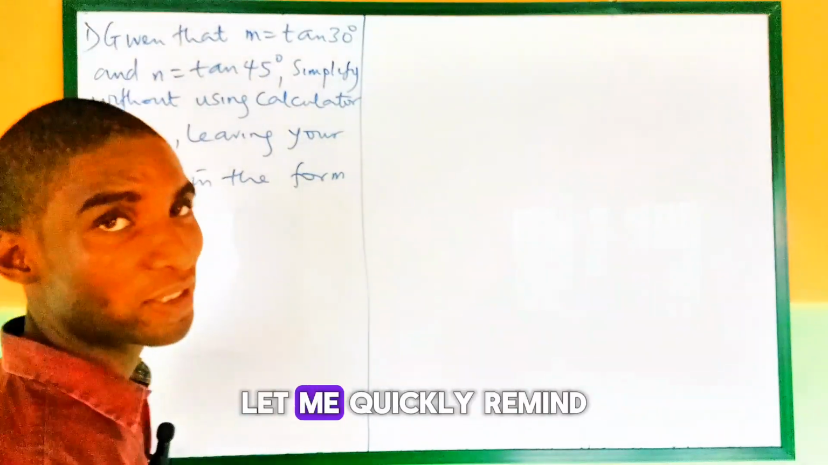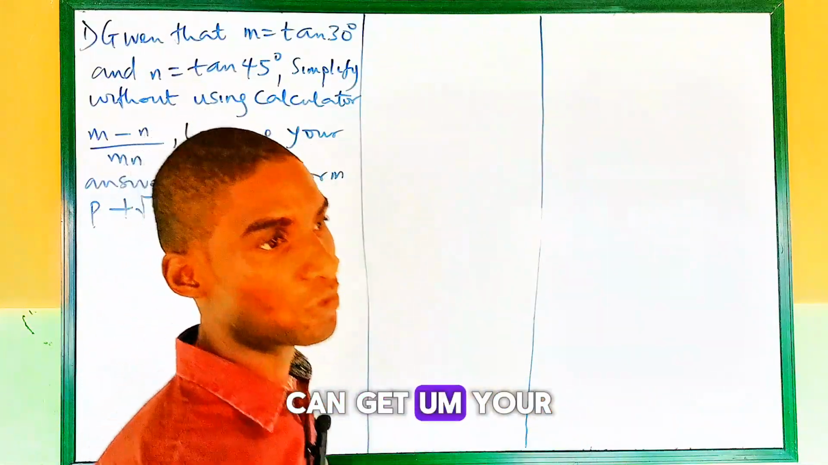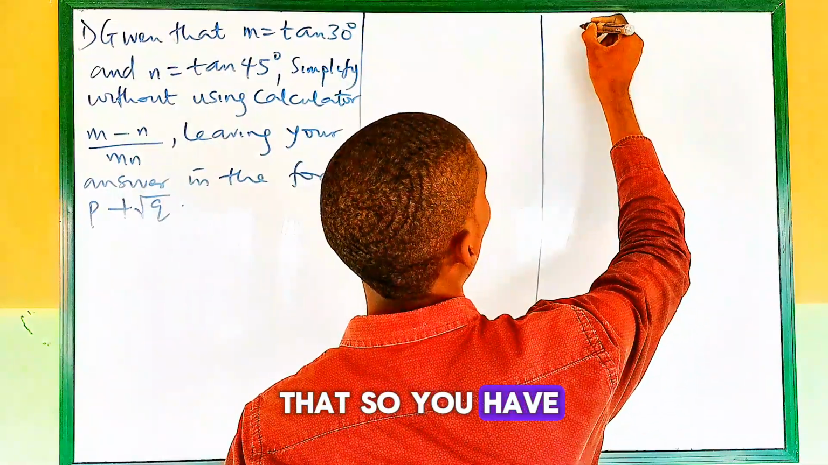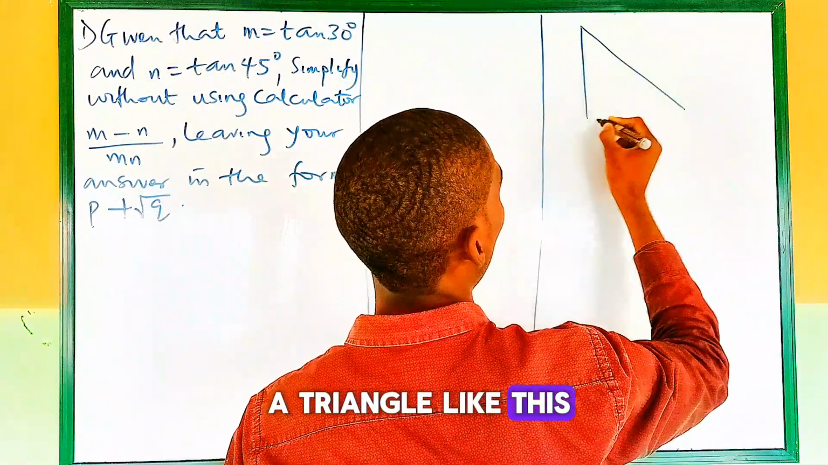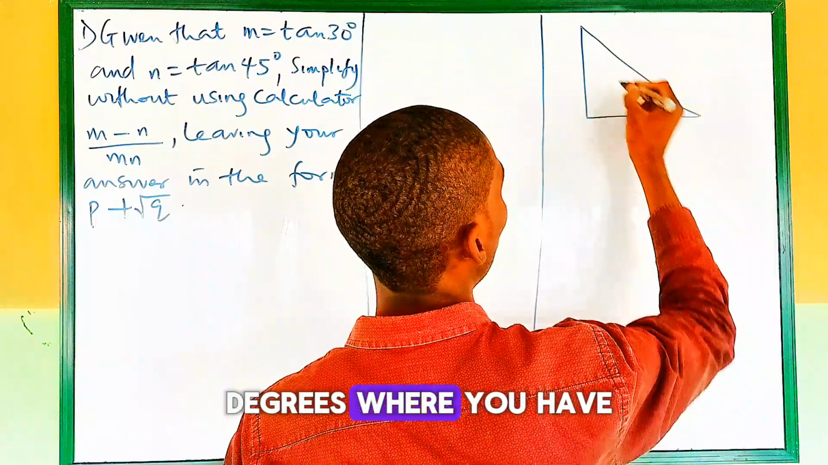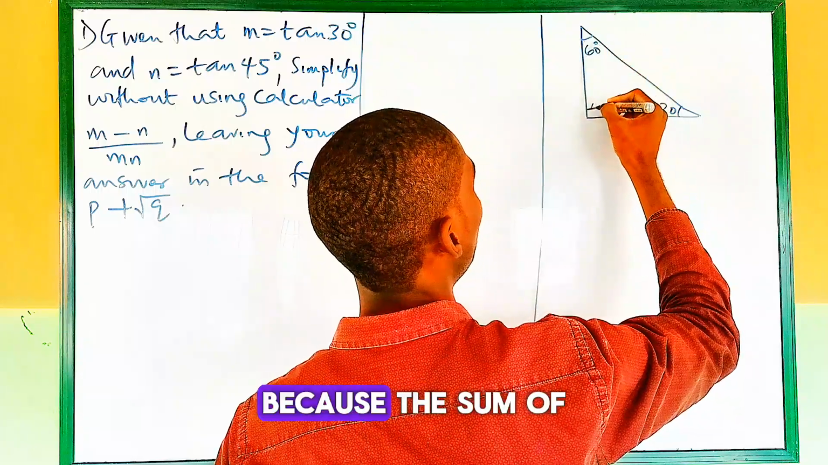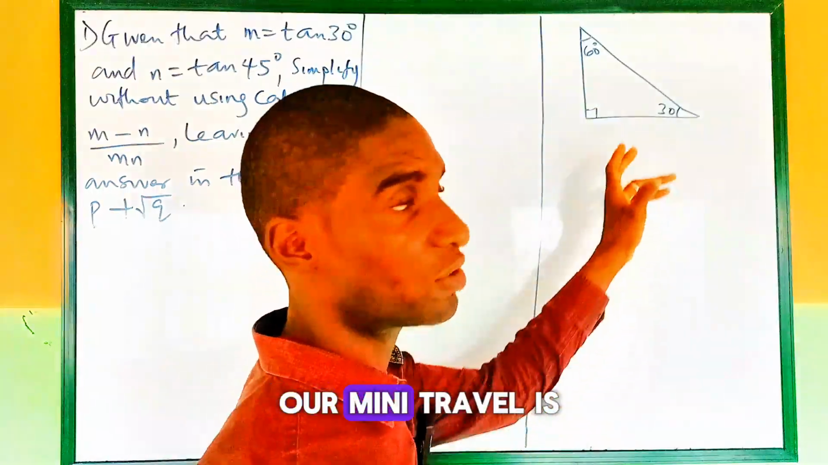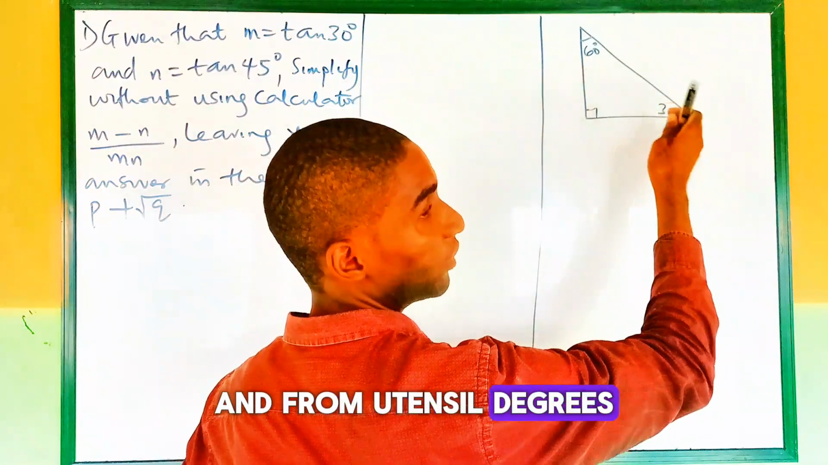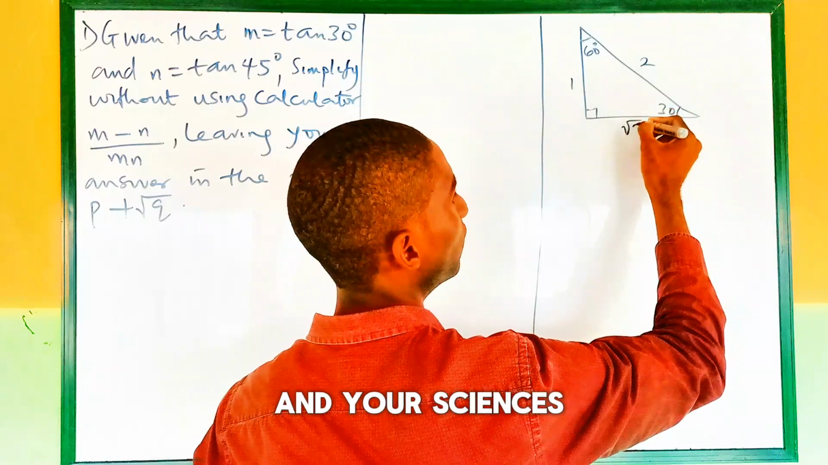Before we proceed, let me quickly remind us of how you can get your angles, 30 degrees, 45 degrees and all of that. So you have a triangle like this. This is angle 30 degrees. When you have your angle 30 here, of course here will be 60 degrees because the sum of angles in a triangle is 180 degrees. And for angle 30 degrees, the opposite is 1. You have 2 and root 3.